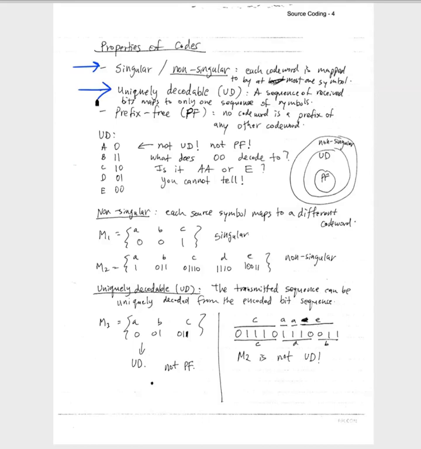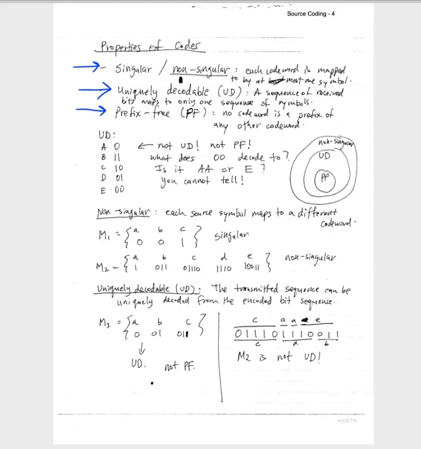Now, the third property is a good property to have. It's not required to function as a source code. To function as a source code, all you actually need is unique decodability. Actually, if something is uniquely decodable, it's also non-singular. So we just need to have unique decodability, okay? Prefix-free is a property which helps in decoding, okay? In a prefix-free code, no code word is a prefix of any other code word, okay?